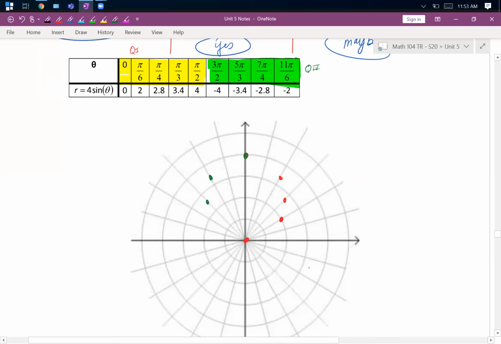And then last but not least, 11 pi over 6. There's our angle. Our r value is negative, so we're going to go in the direction opposite of our angle, and we're going out 2 rings. Right there. So those are the points that I get from the 4th quadrant angles. Any questions on plotting those points?